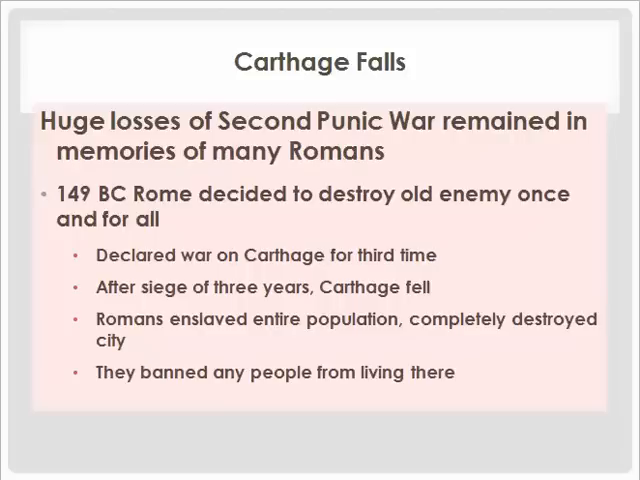So the Romans were extremely vicious in their retaliation to Carthage. But they became the rulers of the Mediterranean Sea at that point. All other major players were gone after the Carthaginians fell to them.